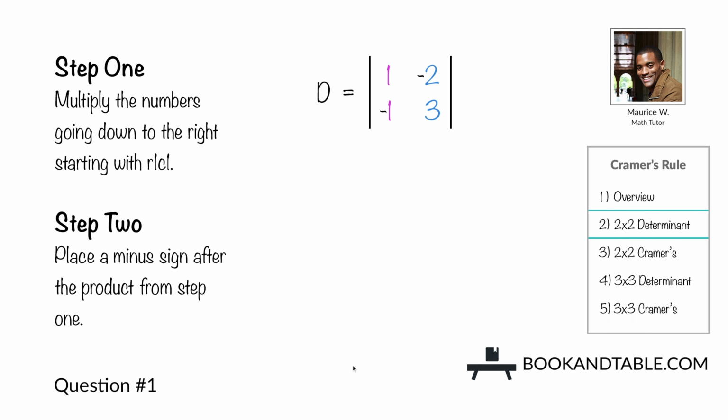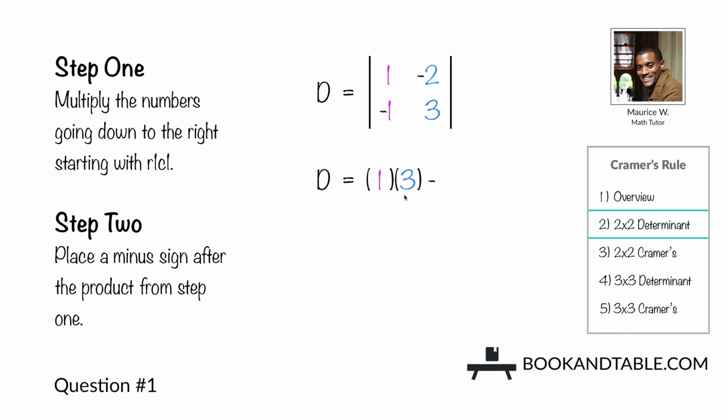Question number 1. Step 1. Multiply the numbers going down to the right, starting with row 1, column 1. So the first row is furthest to the top. The first column is furthest to the left. So row 1, column 1 is positive 1 here. And we want to multiply going down to the right. So you multiply positive 1 times positive 3.